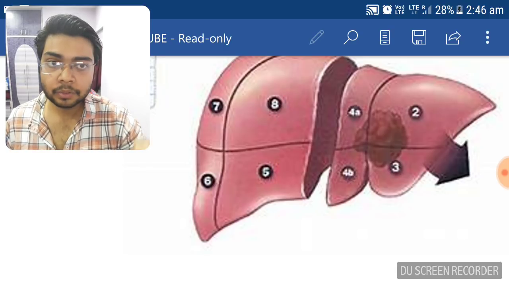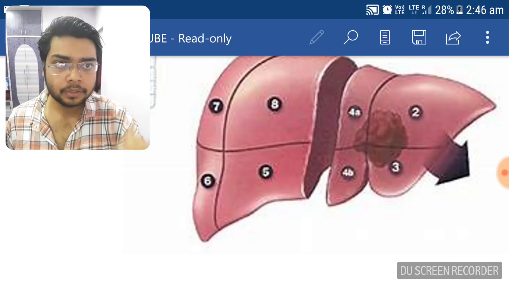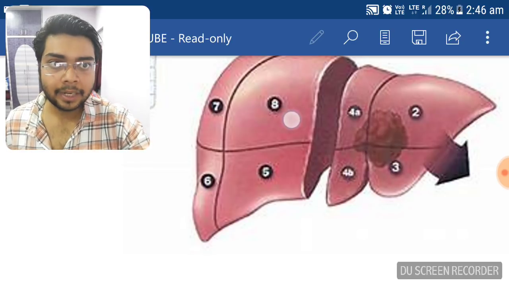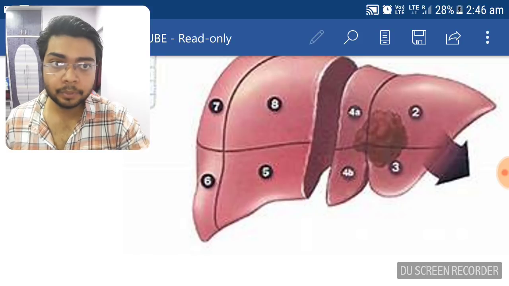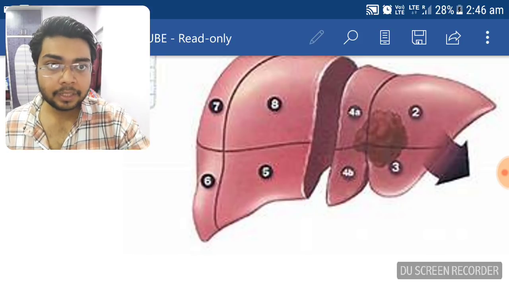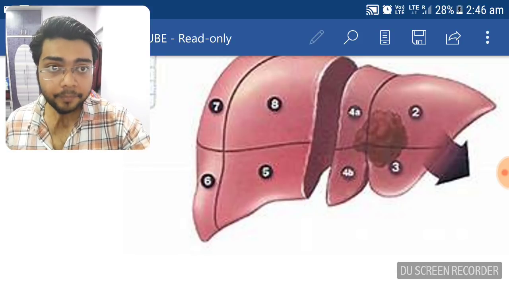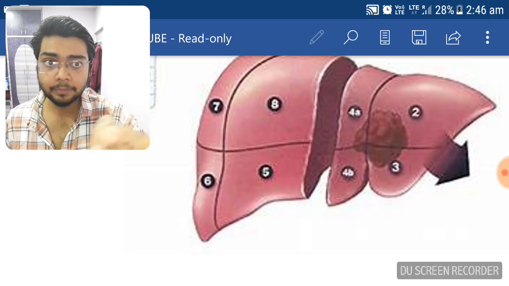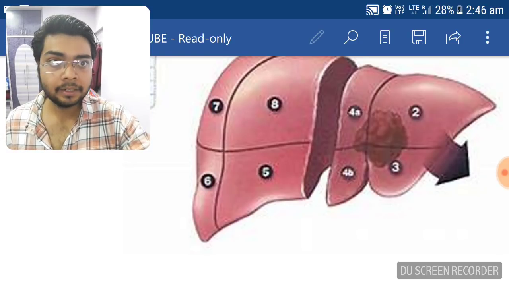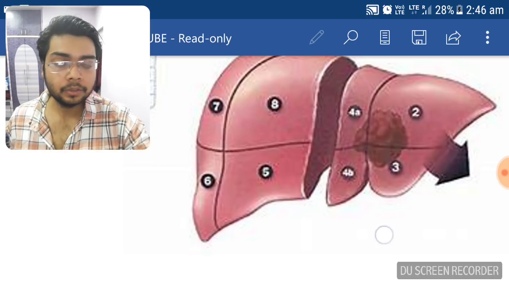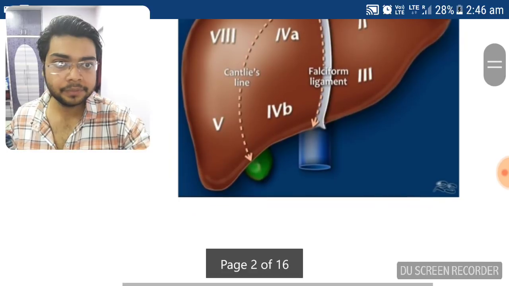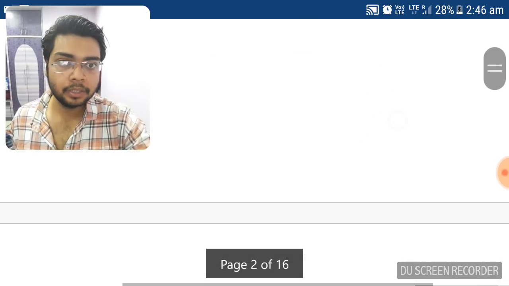Whenever they ask you a question, just draw this liver diagram so that you don't make a mistake. So right medial is 8 and 5, right lateral is 7 and 6. Sometimes they may also change it to right anterior and right posterior. The same way, there is right anterior and right medial, right posterior and right lateral. So this classification was important, so I gave some time to it.